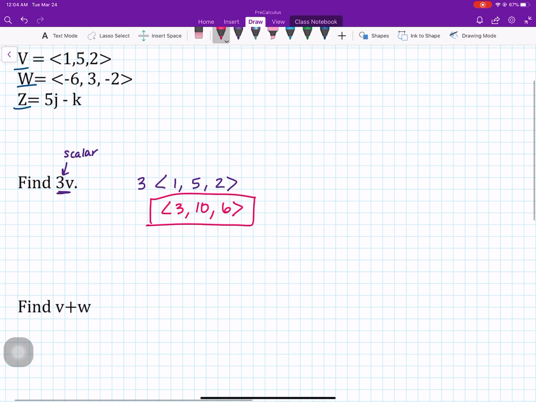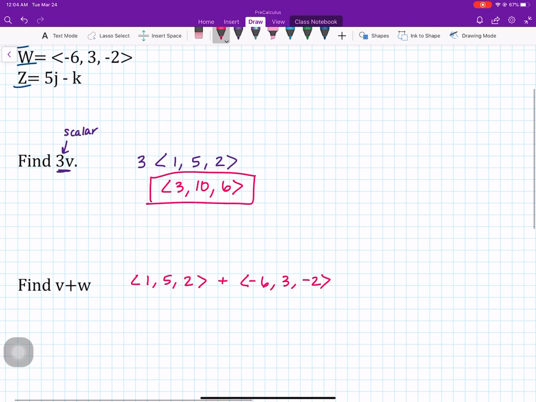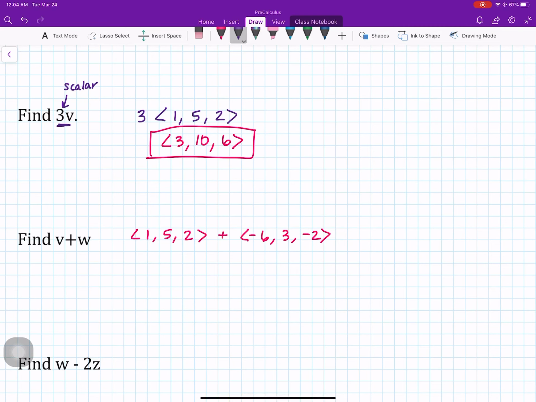Find v plus w. Well, v is 1, 5, 2. And w is negative 6, 3, negative 2. Whenever you're adding vectors, you just add the x components, add the y components, and then add the z components. So we have 1 plus negative 6, which is negative 5. We have 5 plus 3, which is 8. And then we have 2 plus negative 2, which is 0. And that's our final vector.